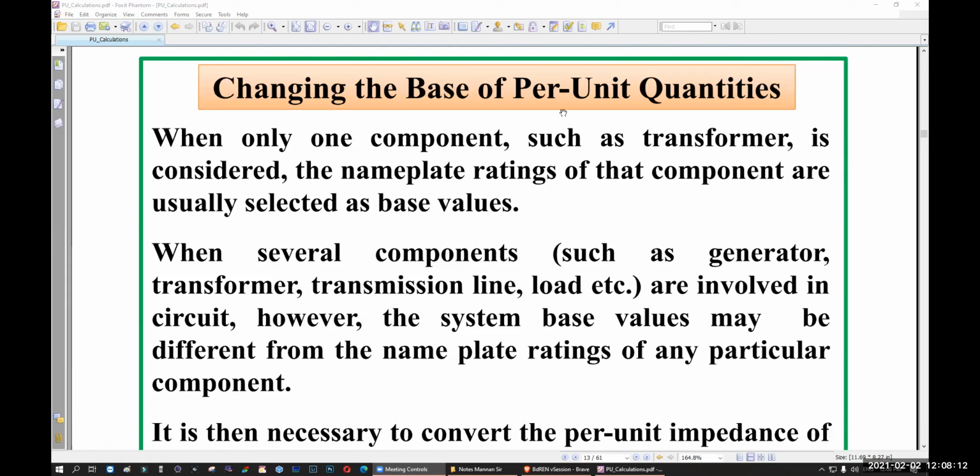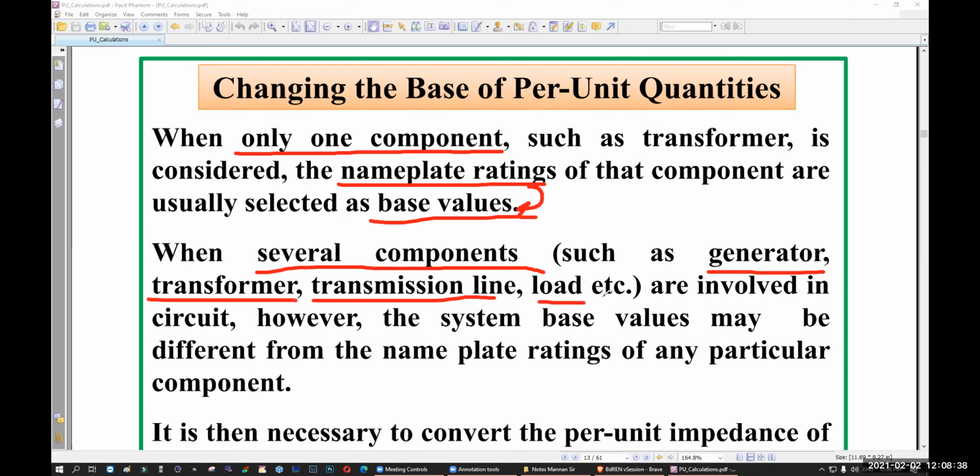Changing the base. When only one component, such as a transformer, is considered, the nameplate rating of the component is usually selected as base, right? Obviously, pretty simple. If one component is there, then the nameplate rating is considered as base. But what happens when you have several components, such as generator, transformer, transmission line, load, etc., everything connected together in one circuit? Which one will you take as your base?